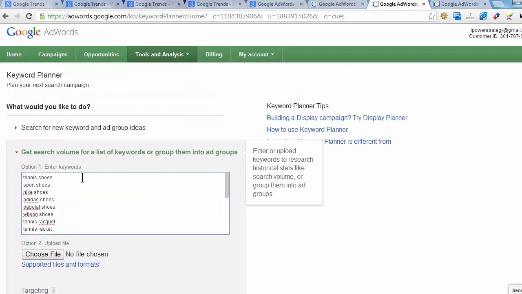Okay, and in this search box, I assume that we are continuing to make an analysis of a tennis warehouse business, and so I enter tennis shoes, sport shoes, Nike shoes, Adidas shoes, in order to understand what people search and what they actually want. Remember, search volume is an indication of demand, and demand equals opportunity if there is no competition.